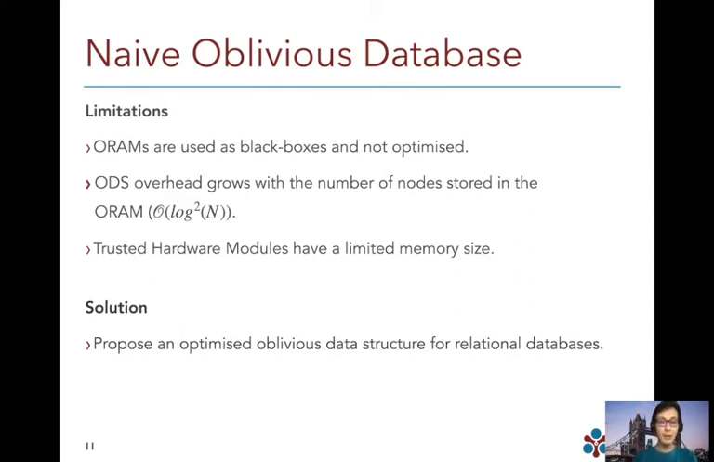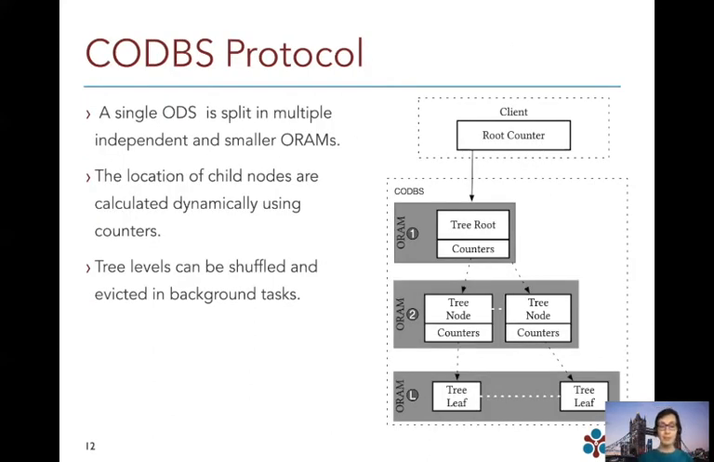Our solution, given these limitations, is to propose an optimized oblivious data structure for a relational database system. And this is where our cascading oblivious database search protocol comes in, and the actual proposal that we have made. Our idea is quite simple. We simply divide this large monolithic oblivious data structure into smaller ORAM encryption schemes, such that each ORAM encryption scheme has significantly less information than the big monolithic ORAM encryption scheme.